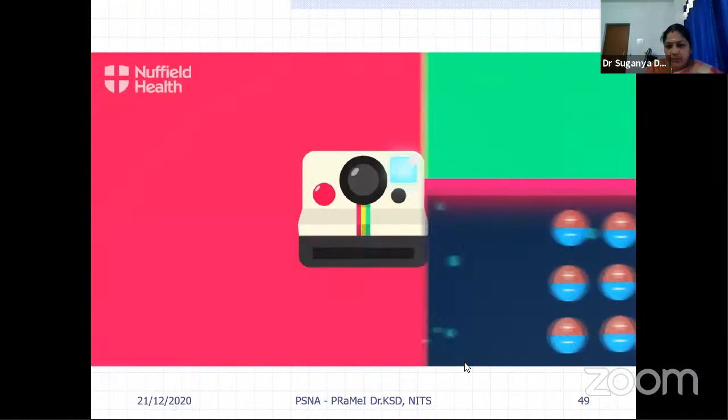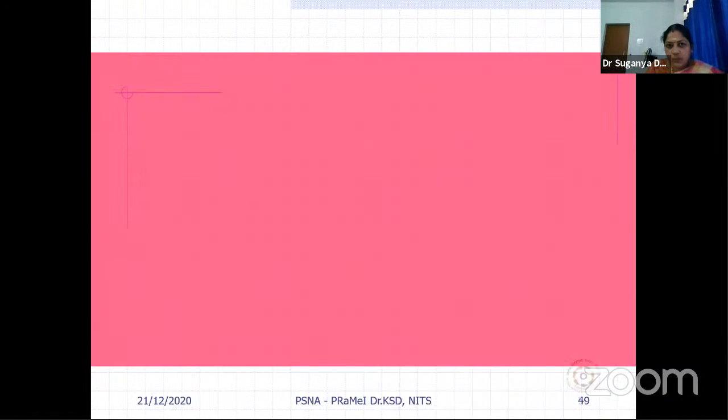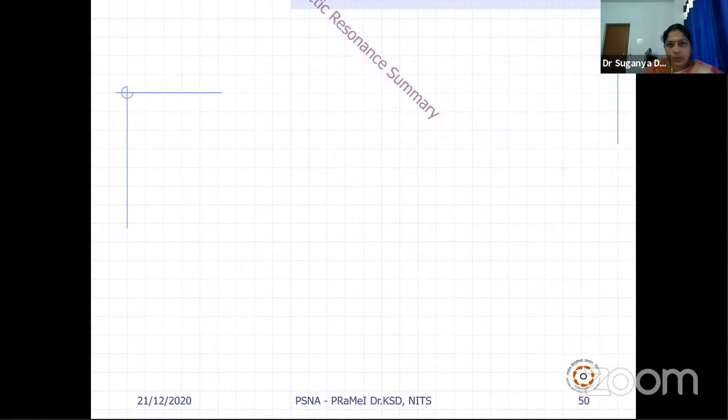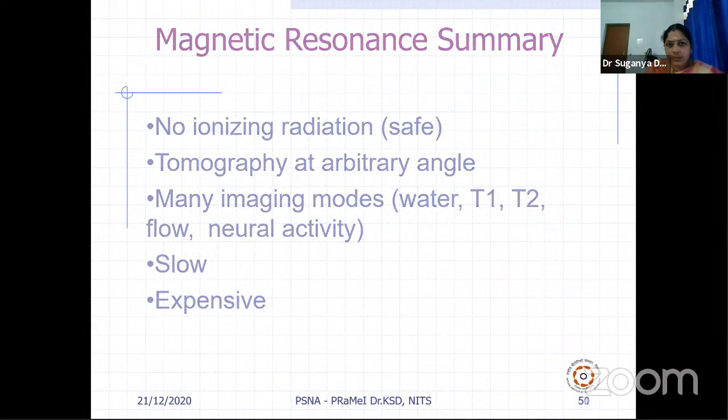Capturing the images, right, with detector coils placed over your body. So this is the magnetic resonance summary. That is, I already told.